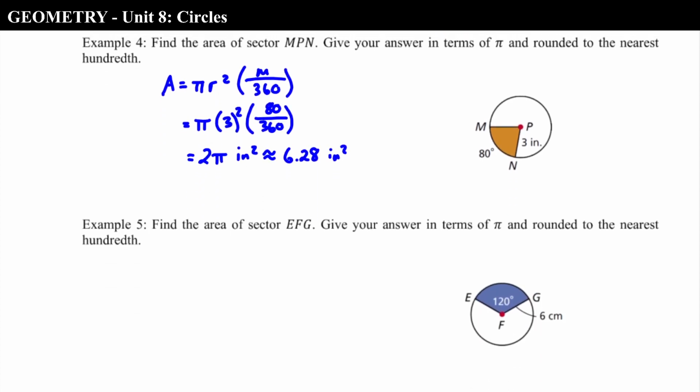For example 5, we want to find the sector area of EFG, this area. And we're going to give our answer in terms of pi once again, as well as rounded to the nearest hundredth. So area again, pi r squared times m over 360. In this example, our radius is 6, and our m is 120.